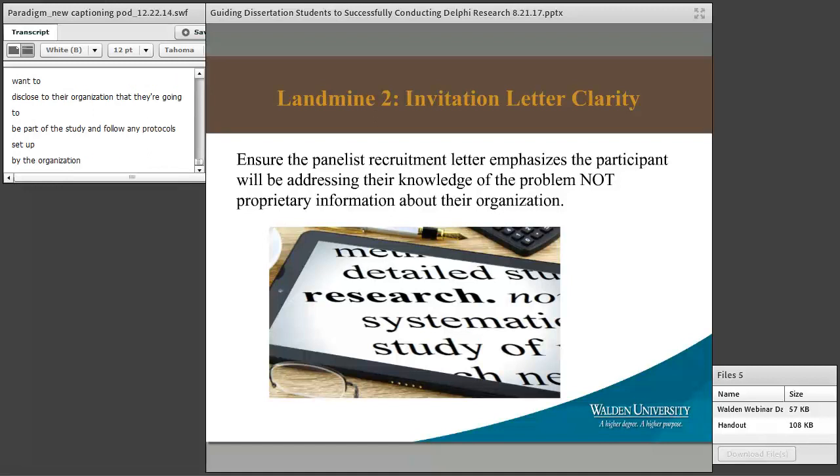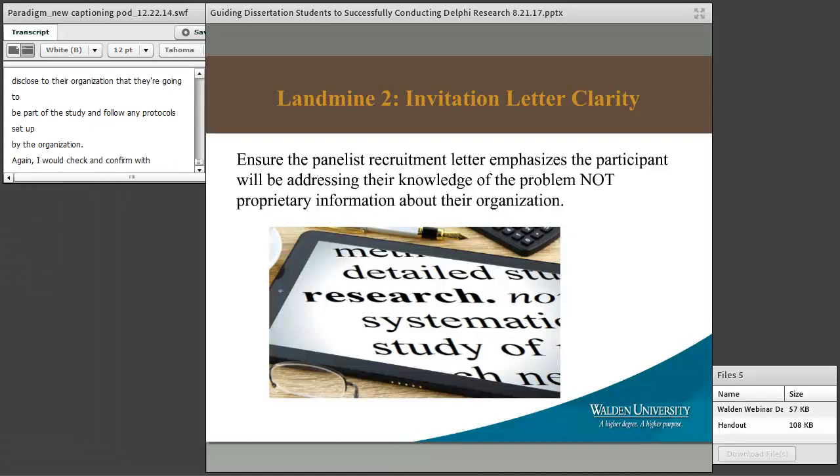Again, I would check and confirm with an IRB as to whether or not they accept those practices that I am just saying. But at the outset, it's very important to make it clear you are not asking proprietary or confidential information about where the person is employed.